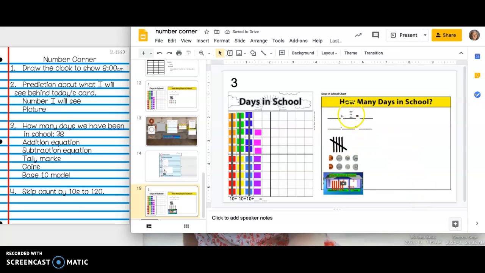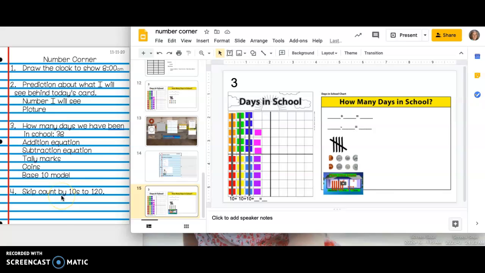Then we will write an equation that equals 38, a subtraction equation that equals 38, tally marks to show the number 38, coins that have a value of 38 cents, and the base 10 picture with the 10 sticks and 1 circles to show 38. Press pause if you need more time.